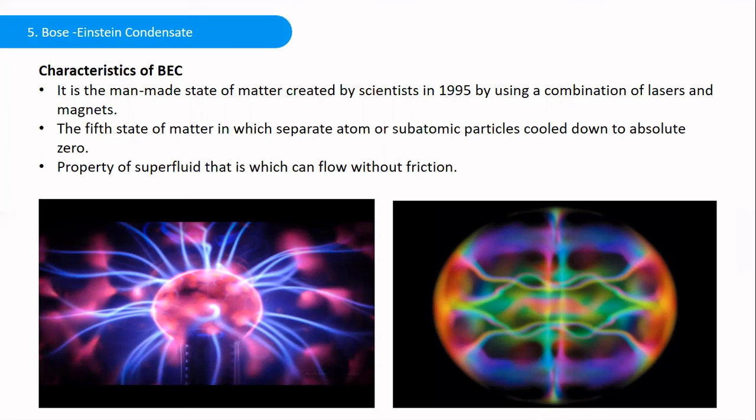This fifth state of matter separates the atoms or subatomic particles when in a cooling state. At absolute zero, the subatomic particles like neutron, proton, and electron can be separated out in this state of matter. And this state of matter has the property of a superfluid, which can flow without any friction. They move smoothly and do not experience any frictional force. That's why they are called superfluid.